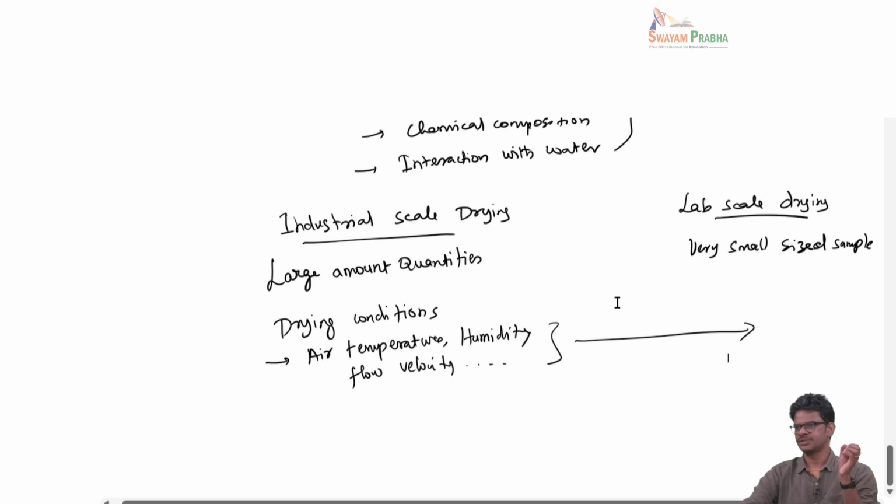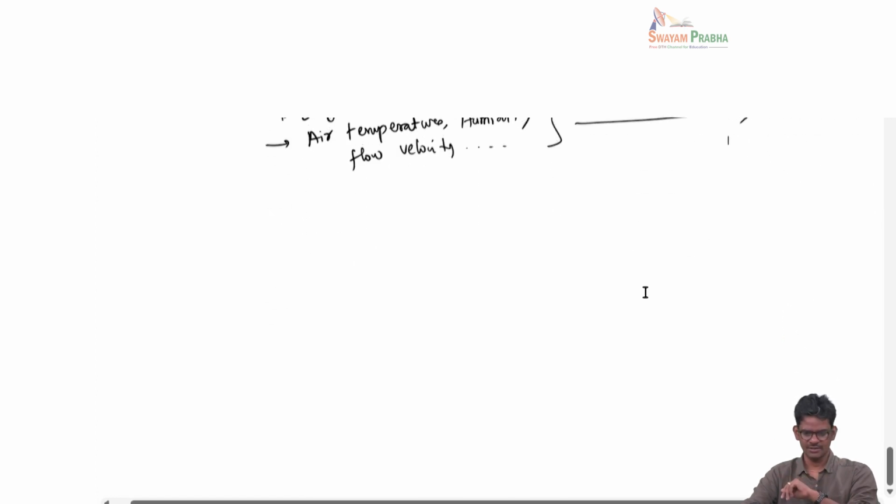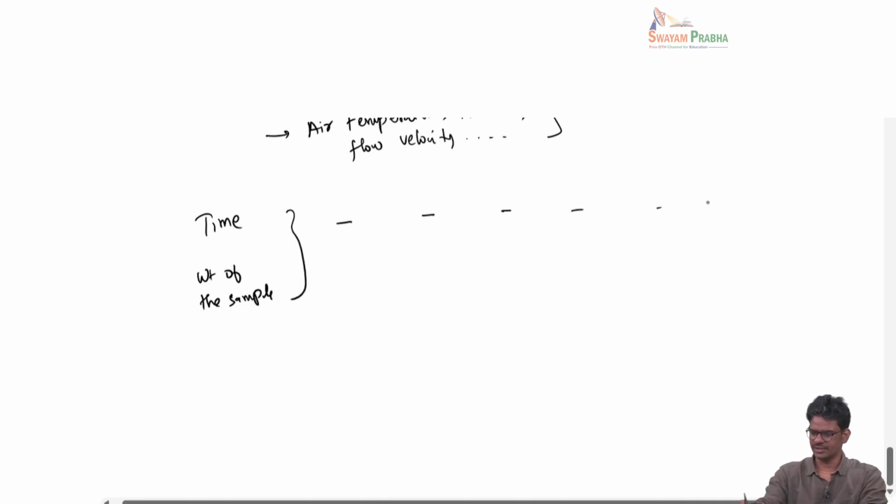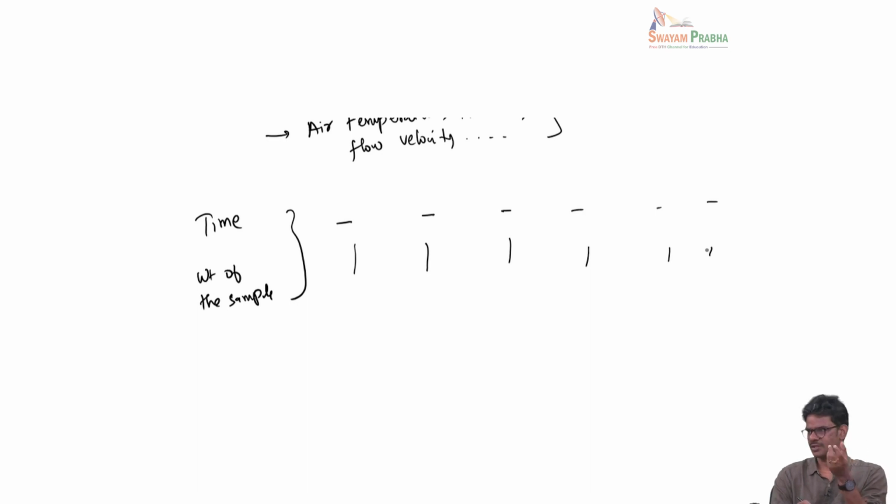and then you subject it to these drying conditions, that is, you are going to circulate air at a particular temperature, velocity and humidity, and then you monitor the weight of the sample as a function of time. Okay, so you have time here, and then you say weight of the sample. Okay, so you look at various time intervals here, and correspondingly you are going to look at what is the weight of the sample.